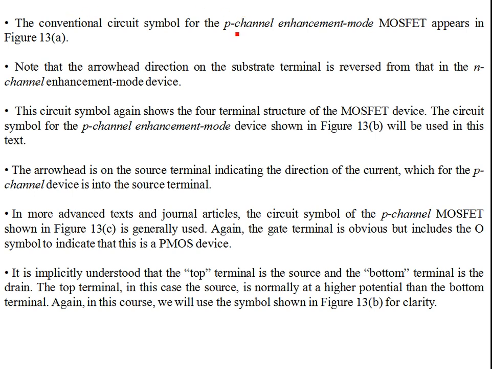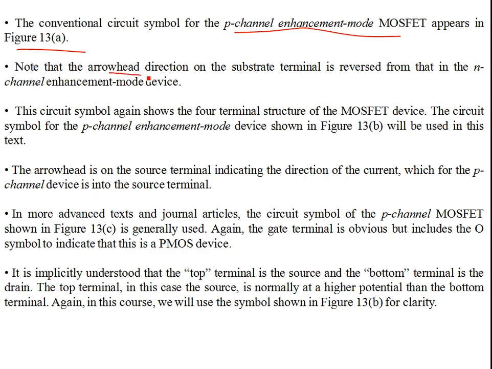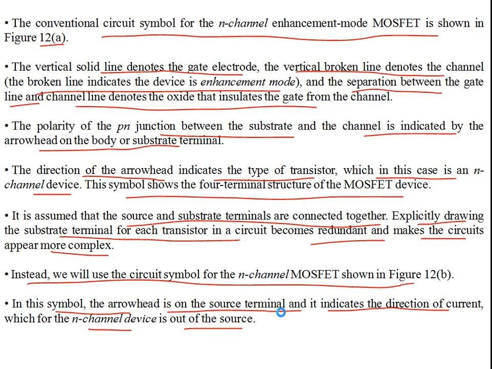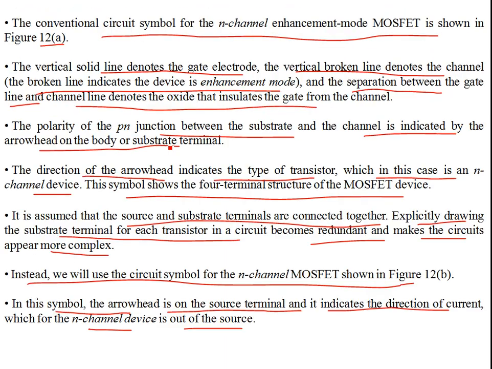The conventional symbol for the p-channel enhancement MOSFET appears in 13A. That's your traditional symbol. Note that the arrowhead direction on the substrate terminal is reversed from that of the n-channel enhancement mode device. So the arrowhead on the substrate is reversed. You see this over here. This is from P to N now. This is the other way around from NMOS. This is PMOS. So this arrow is reversed. It is from P to N over here. Basically your substrate is N-type and your channel is P-type, so this arrow is reversed.